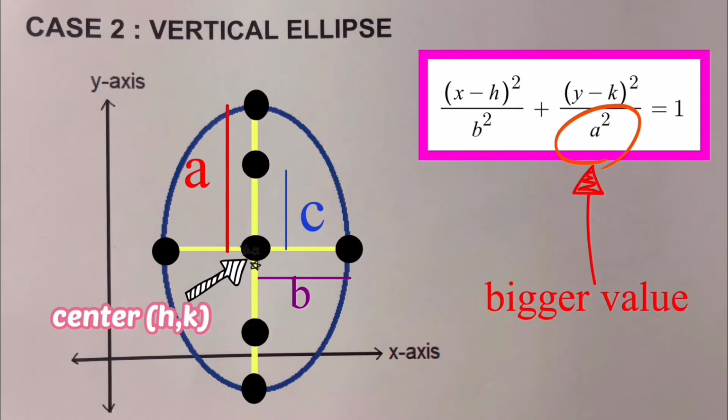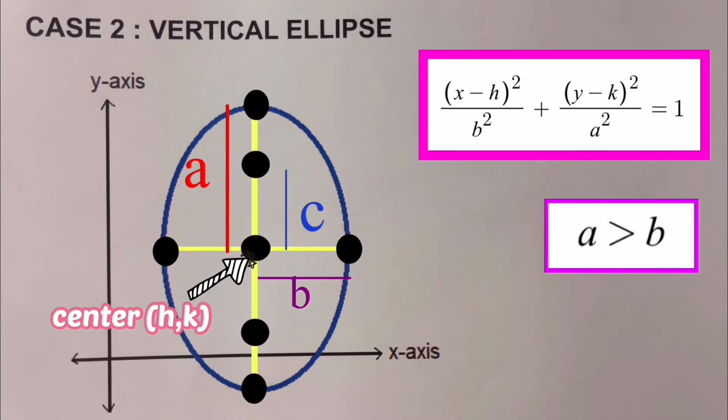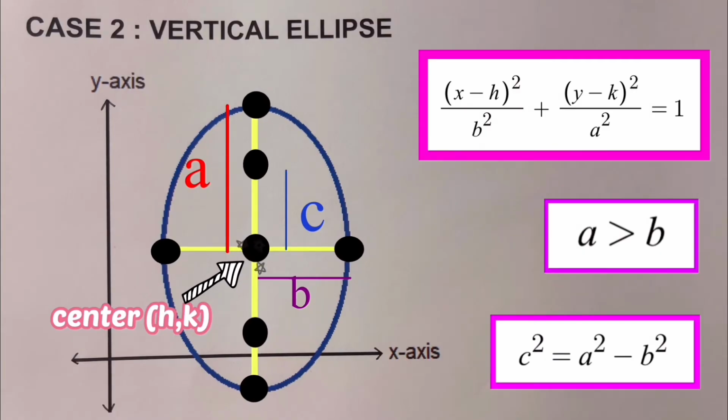Now we remember that a², the greater value, is placed under (y − k)². The reason is that this is a vertical ellipse. Vertical means up or down, so it is placed under the y. We also remember that a is always greater than b, and the formula that relates these lengths is c² = a² − b². So these are the parts of every ellipse and the two cases, the vertical and the horizontal ellipse.